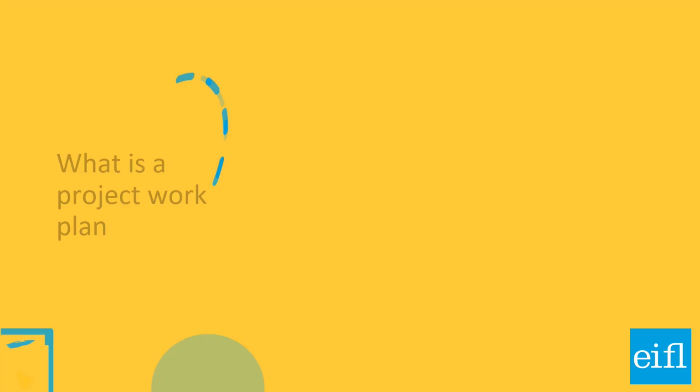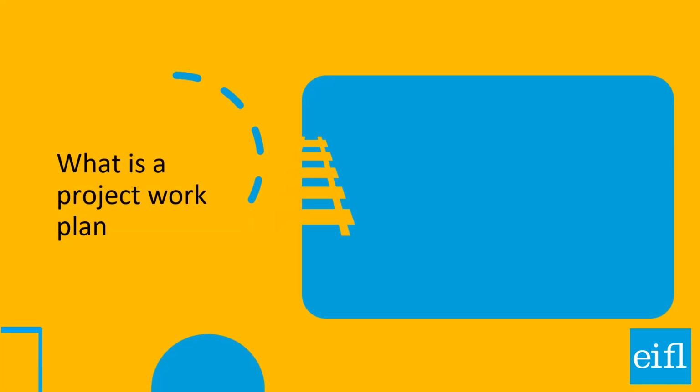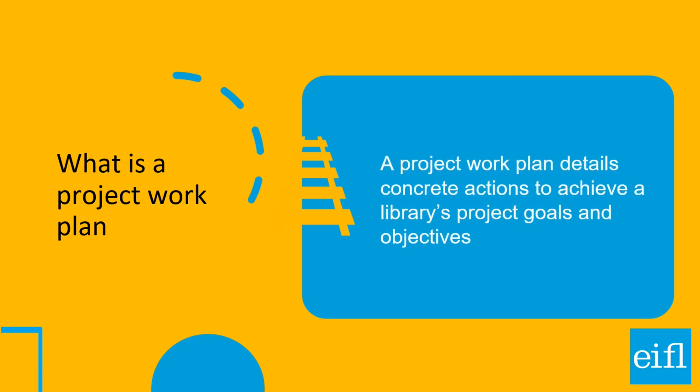Let's start by defining what is a project work plan. Your library project will have goals and objectives that aim to achieve a specific result. For example, a new technology-based service to address needs of your community. The goals and objectives will guide you in developing a work plan. That is what you and your team need to do to implement the service.